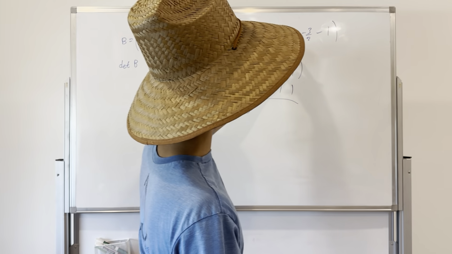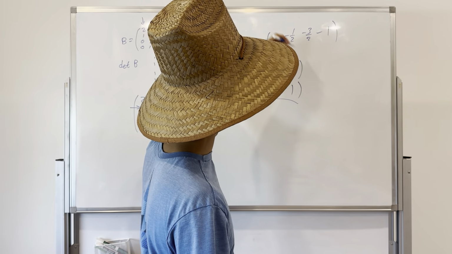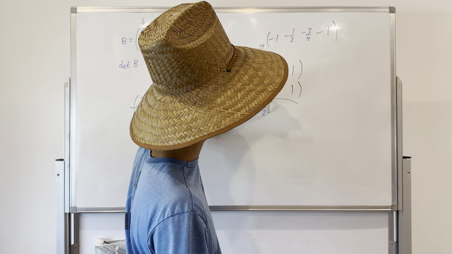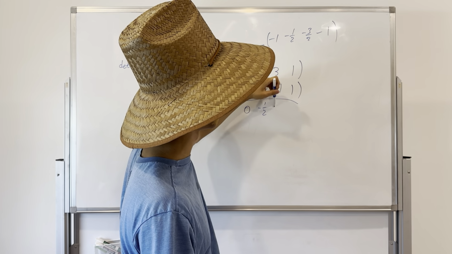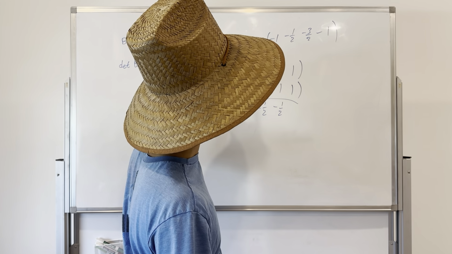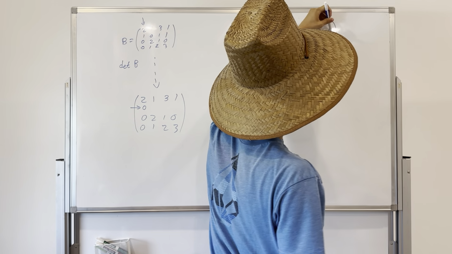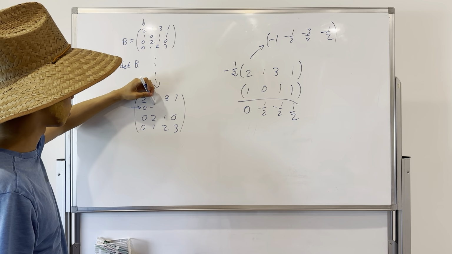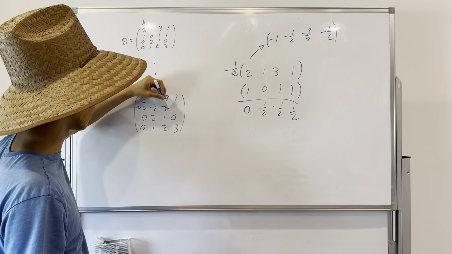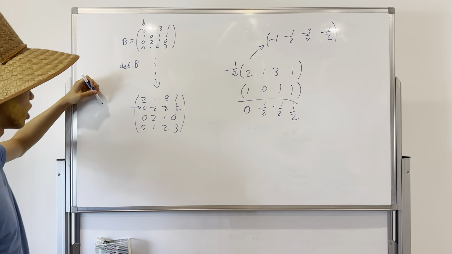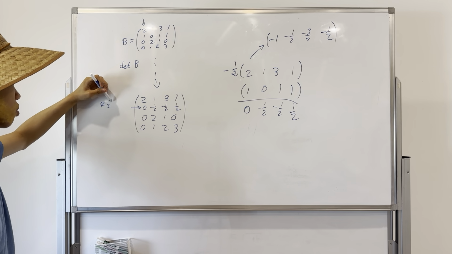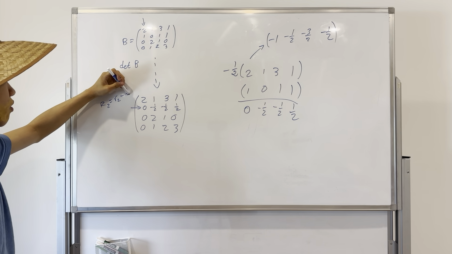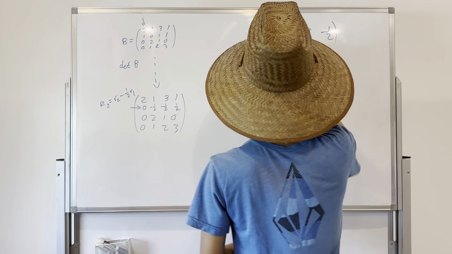Now you can add these to this bottom row. So -1 plus 1 is 0, -1/2 plus 0 is -1/2, -3/2 plus 1 is -1/2, -1/2 plus 1 is +1/2. So this new row becomes 0, -1/2, -1/2, 1/2. And I'll denote this step by saying R2 equals the original R2 minus 1/2 R1.